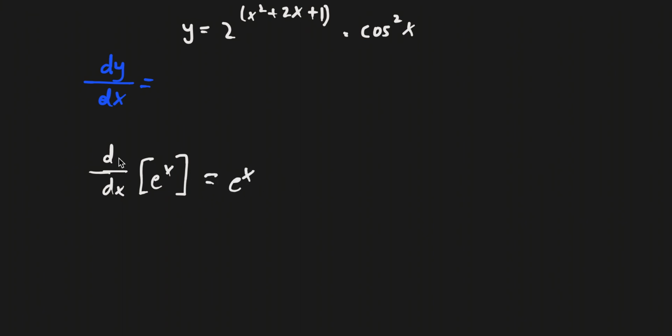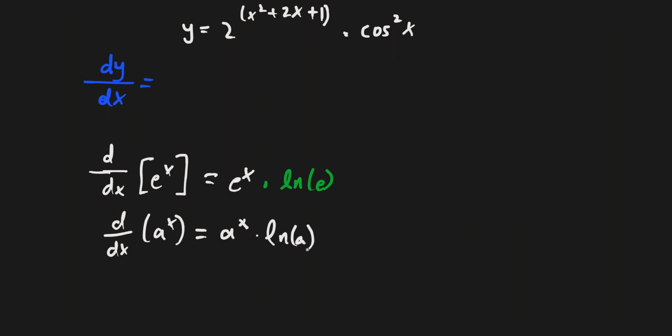E to the x. Now, if your teachers taught it like this, or if you look it up, this is going to be e to the x times the natural log of e. That's very important. Basically, the derivative d by dx of a raised to the x power is just equal to a to the x times the natural log of a. And if a is equal to e, then that's just e to the x. But here, the natural log of e is equal to 1. So this is just e to the x, right? So we have nothing to worry about.